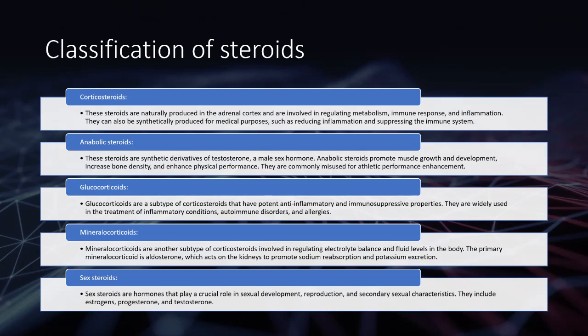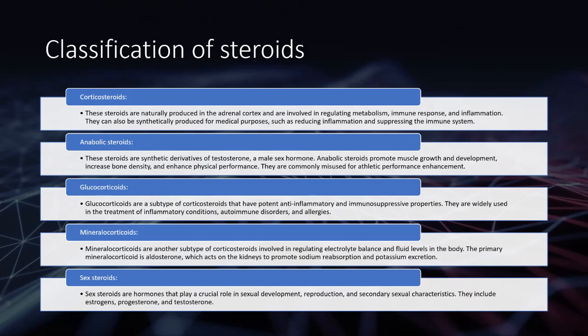Next, we have anabolic steroids, which are synthetic derivatives of testosterone, the male sex hormone. Anabolic steroids are known for promoting muscle growth and development, increasing bone density, and enhancing physical performance. While they have legitimate medical uses, such as in treating delayed puberty and muscle loss due to disease, they are often misused for athletic performance enhancement, leading to significant health risks.